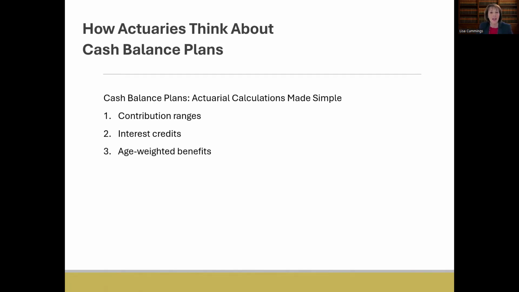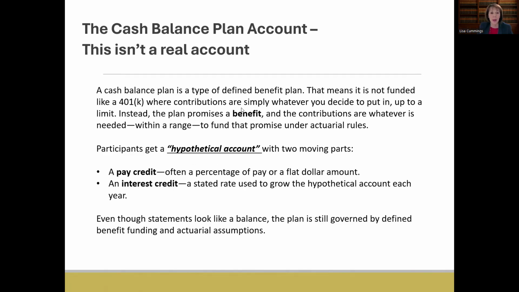And then the actuary will also take into account the demographics or the age of each of those participants, because the age of each participant can determine how much of a benefit can be set aside for them within a cash balance plan. So the cash balance plan is not a real account.